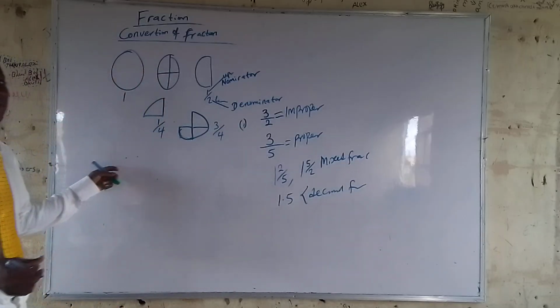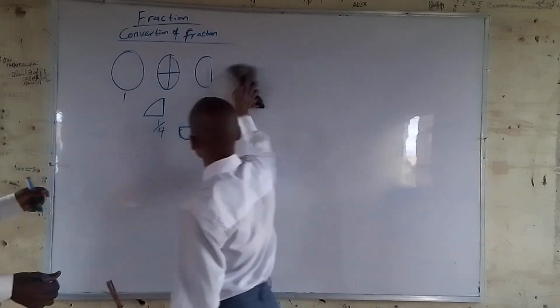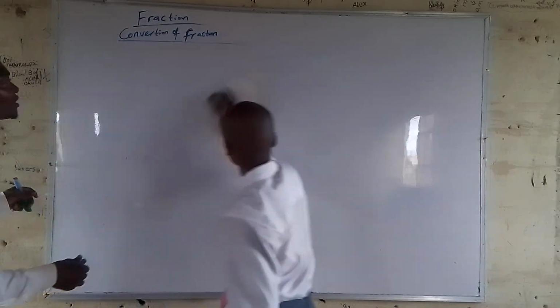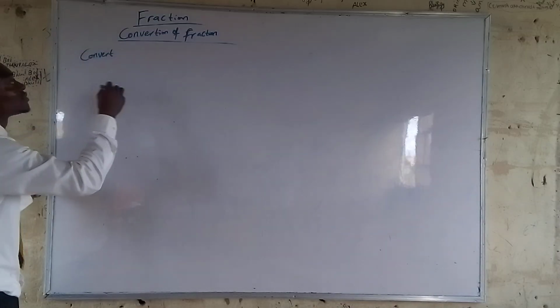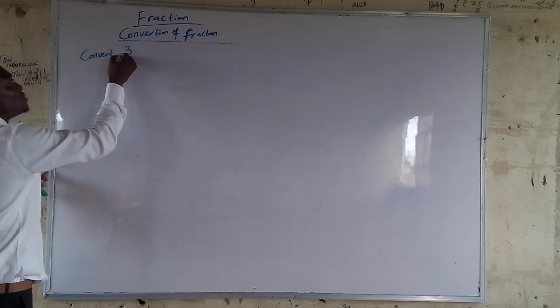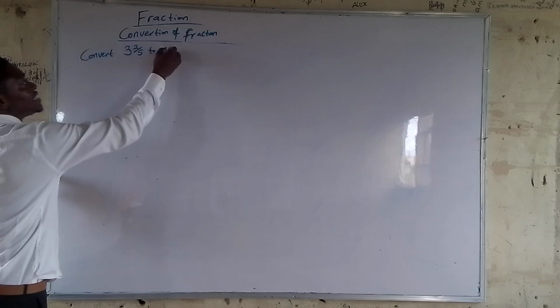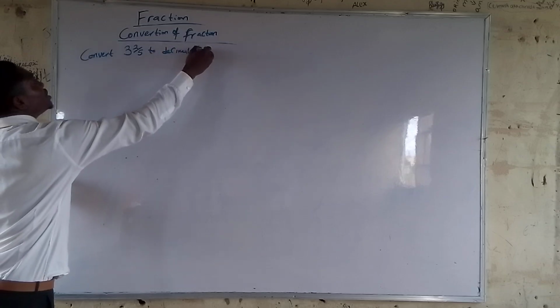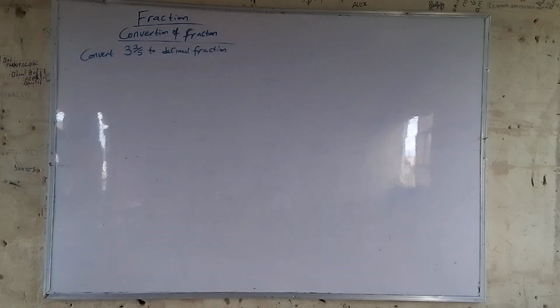So let's take this example. Convert 3 whole number 2/5 to decimal fraction. So let's convert 3 whole number 2/5 to decimal fraction. How can we convert this number to a decimal fraction? And this is what we are going to discuss.